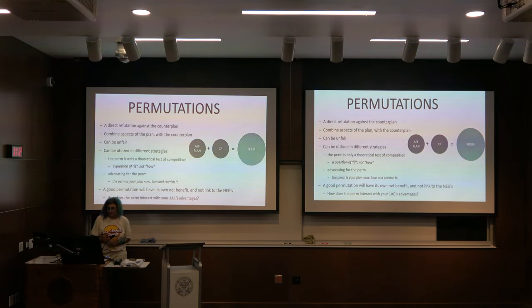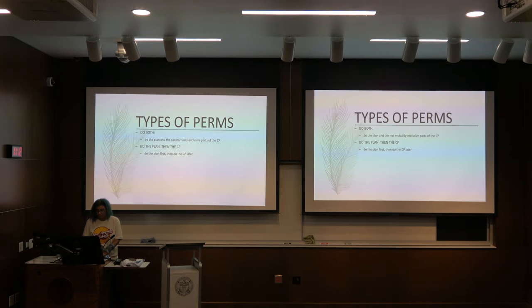So in your counterplan file, you don't have a permutation, but you should 100% ask your lab leaders, hey, can we make one as a lab? Can we talk about what would be a good permutation and how it would work with both this counterplan and this app? So here are two types that I like. It's do both and do the plan, then the counterplan.